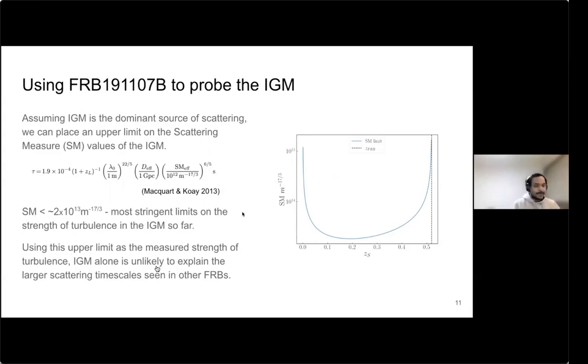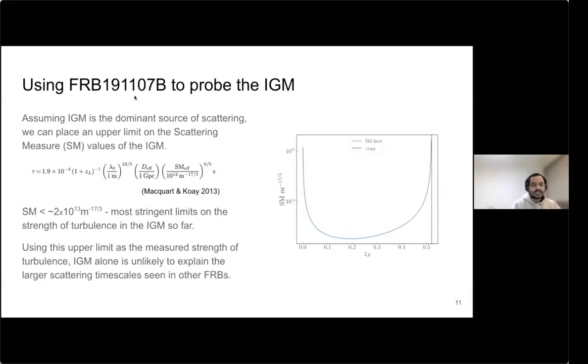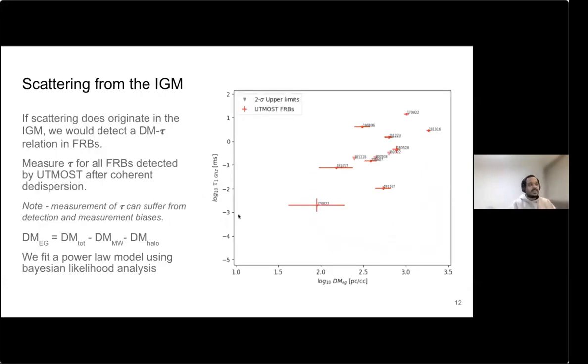Okay, so this narrow FRB showing a narrow scattering timescale has put a limit on the amount of turbulence in the IGM. However, when we look at other FRBs, they show much larger timescales, so it's unlikely that the IGM would be able to explain the scattering in those FRBs. To investigate this further, if the IGM has anything to do with the scattering in all those FRBs, then we do expect to see some indication of a DM-tau relation in the FRBs.